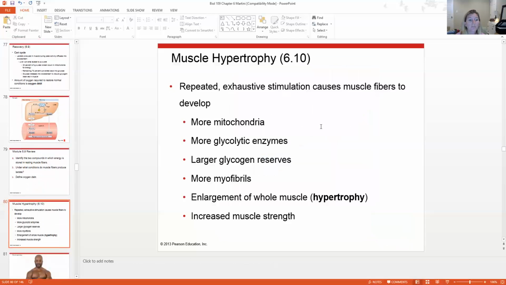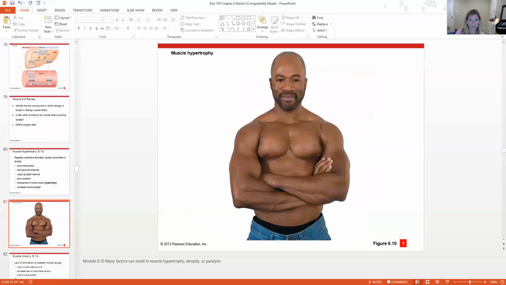Let's talk about hypertrophy, muscle hypertrophy. This is when your muscles get bigger, causing your muscles to develop more mitochondria, more glycolytic enzymes, more glycogen reserves, more myofibrils, enlarging the whole muscle and increasing your muscle strength. This is when you work out and you get big muscles. It's called muscle hypertrophy, like this guy.